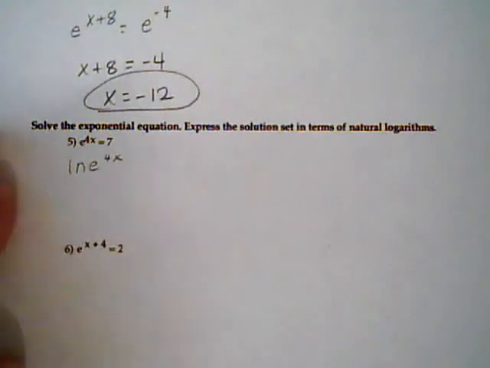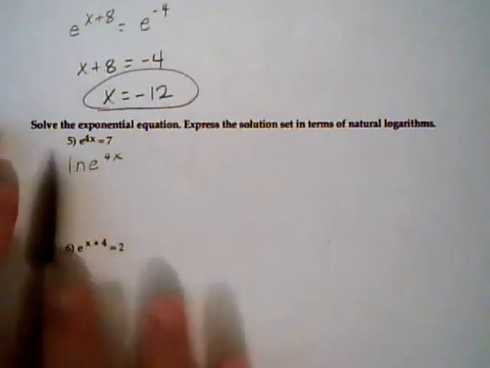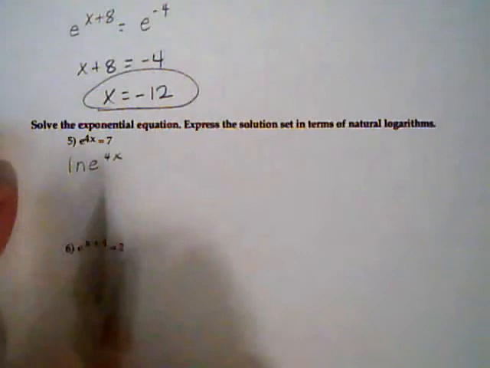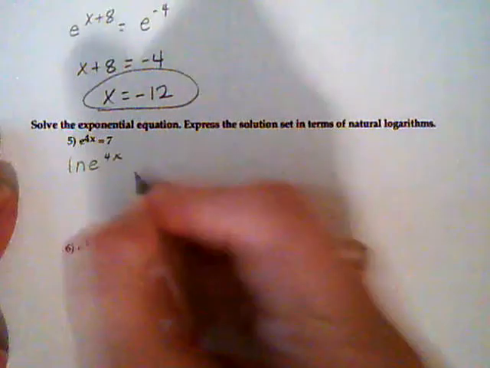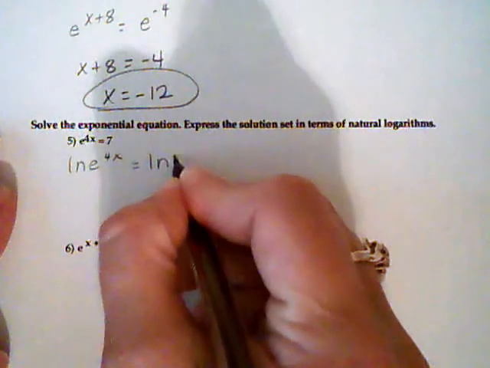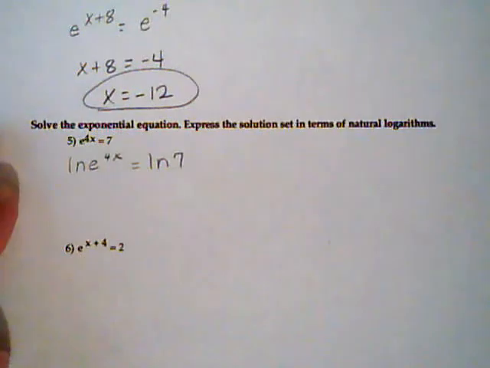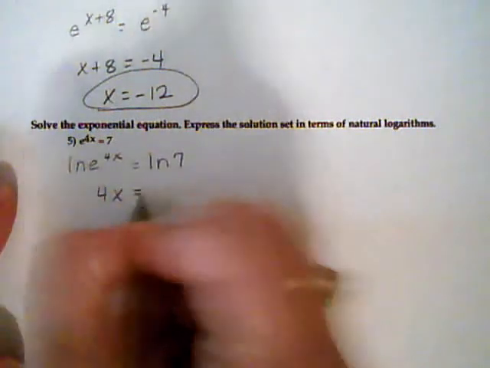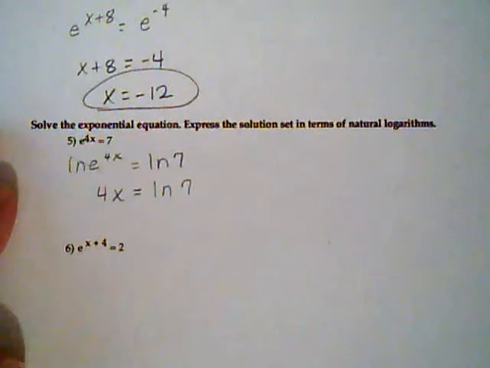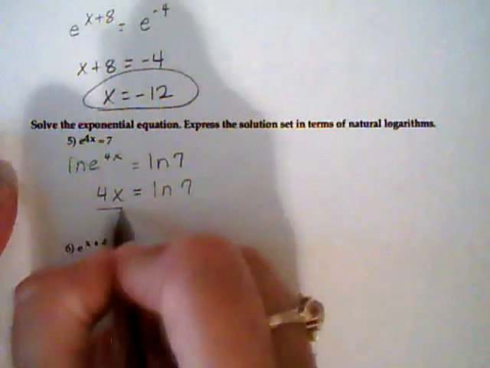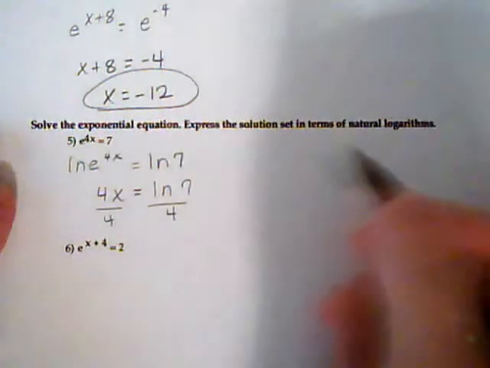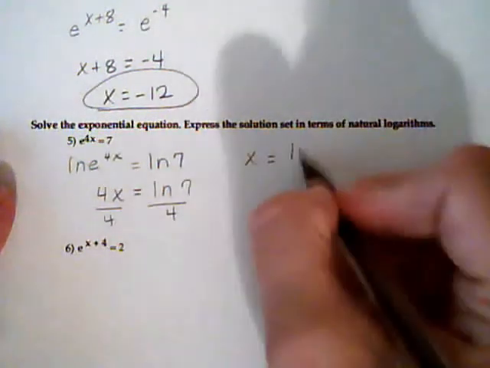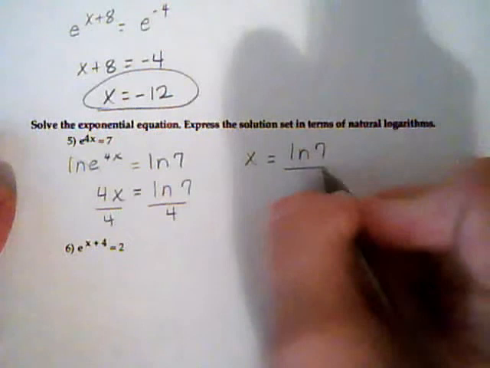I know that the natural log and e will cancel each other out, but I can't take the natural log of one side without doing it to the other side. So we just call this taking the natural log of both sides. That's going to make my e cancel out, so that would give me 4x equals the natural log of 7. If I wanted to solve for x, then I would just divide by 4. So that gives me x is equal to the natural log of 7 over 4.